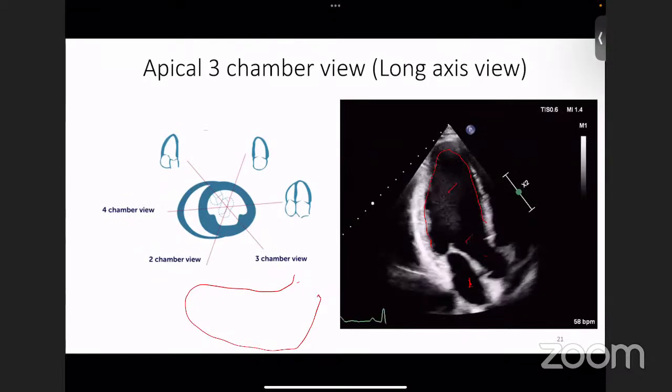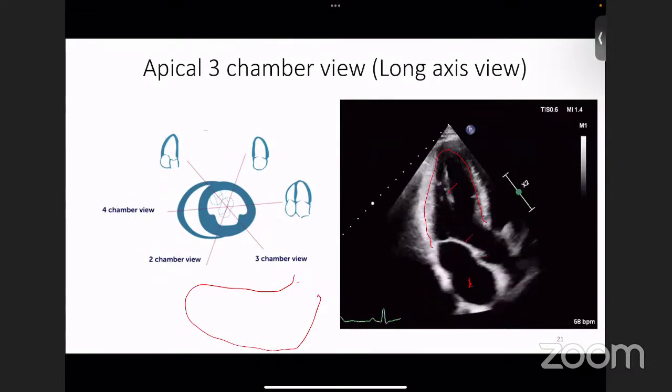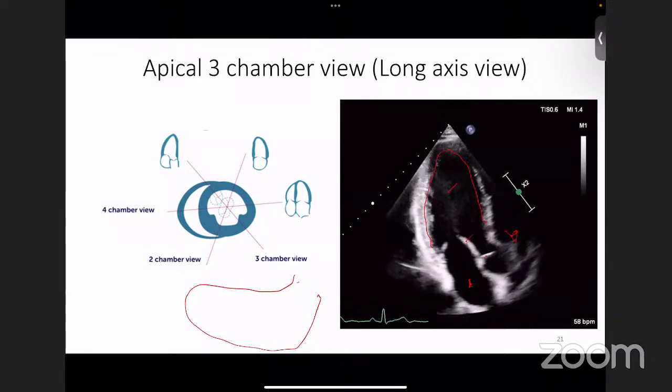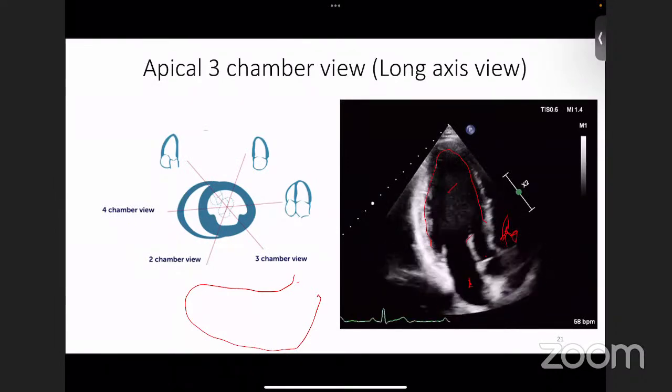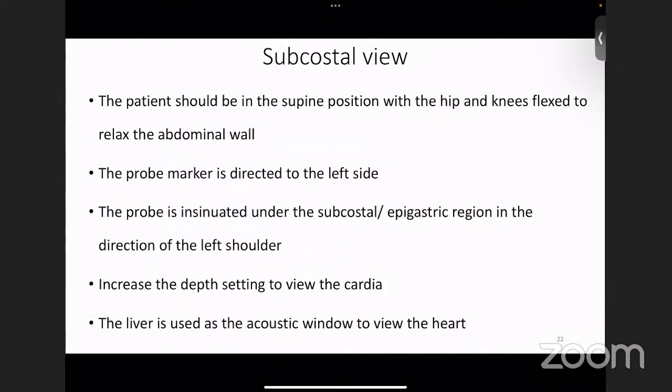So if you can make little alterations in the probe by sweeping, sometimes the RVOT also opens up. Next, coming to the subcostal view.